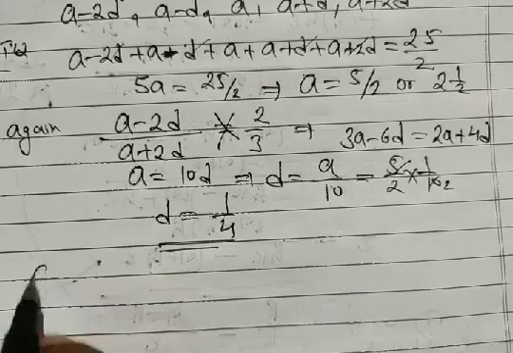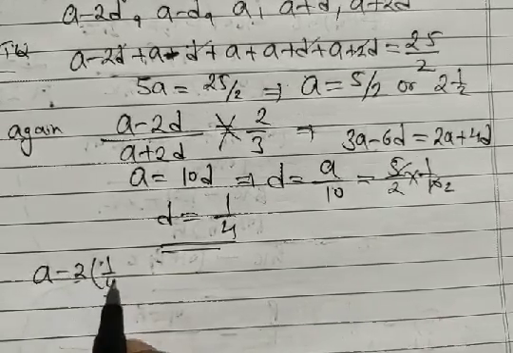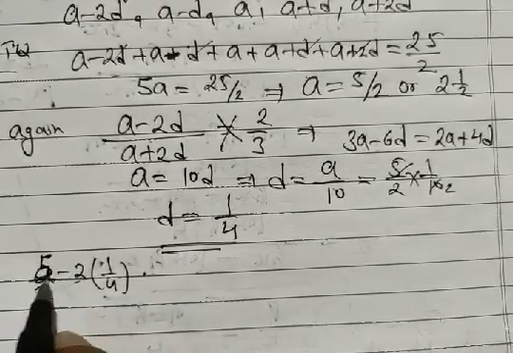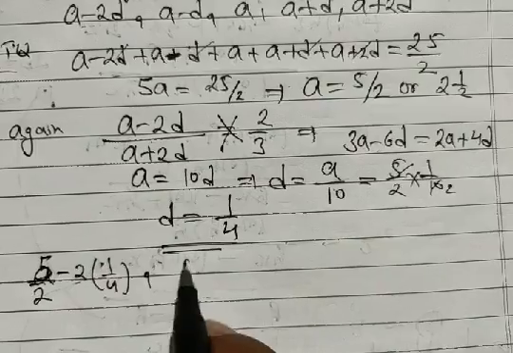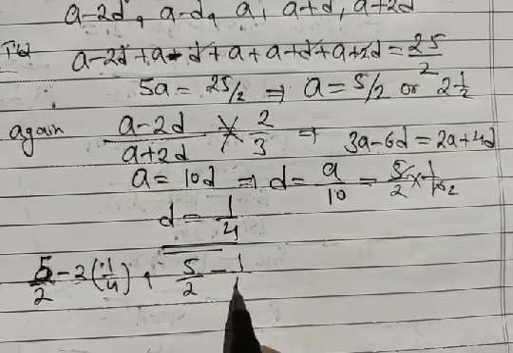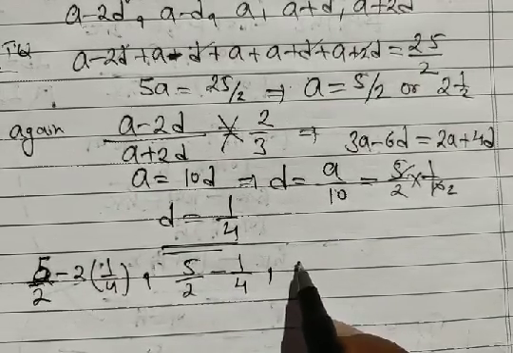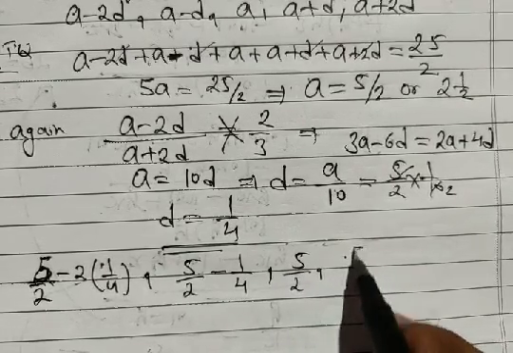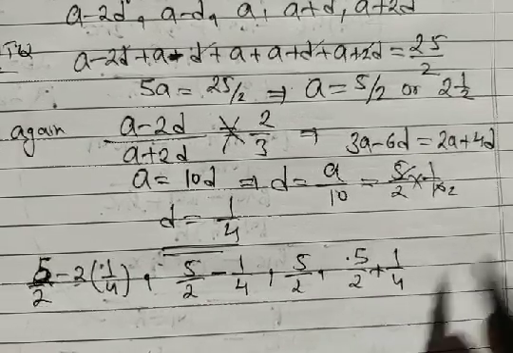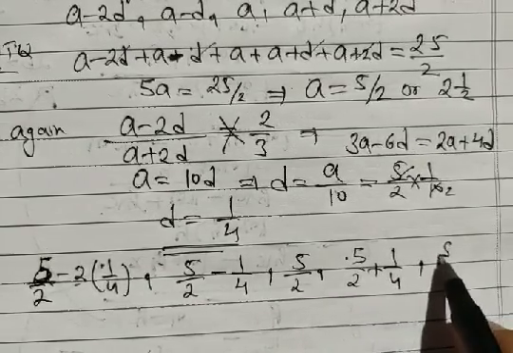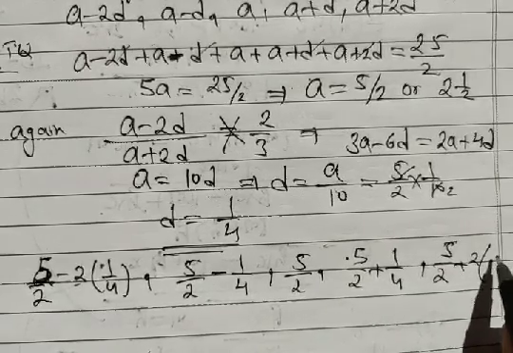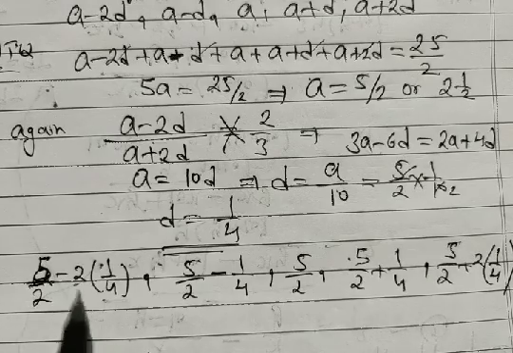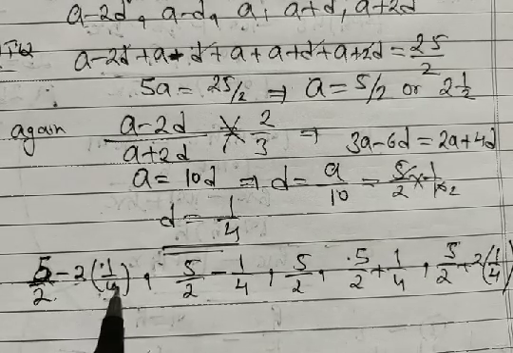Our numbers are what? The first is a minus 2d. Our d is what? 1/4. Our a is what? Take a as 5/2 here. Second number is what? a minus d. a is 5/2 minus d. d is what? 1/4. Then a is our 5/2. Then a plus d means 5/2 plus 1/4. Then a plus 2d means 5/2 plus 2 into 1/4. 2 into 1/4. Now here 2 cancels, 5/2 minus 1/2, we get 4/2.